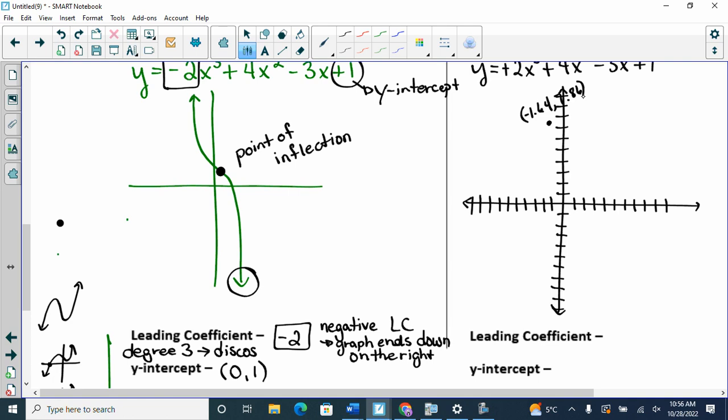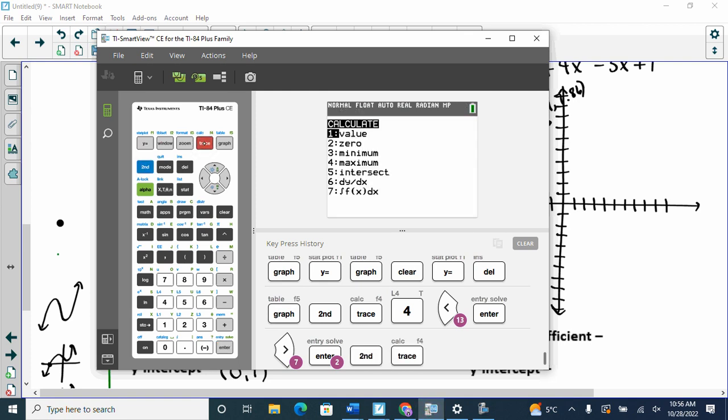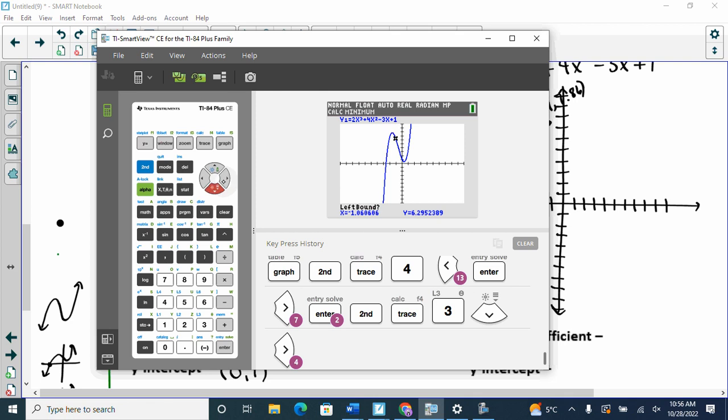Second trace minimum. If you're not drawing the graph like I'm drawing it, you're not getting full marks, just so you know. Second trace minimum. If you're just winging it off the screen, that's going to get you no marks. So I need the minimum now. Left bound, enter. I just need to be on the left side of it somewhere. Then I need to be on the right side of it somewhere. Then when it says guess, I just hit enter. And now I get 0.305 and so on, and 0.5138.